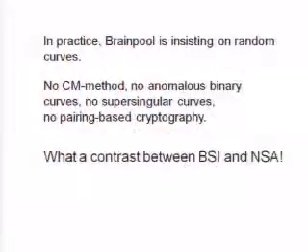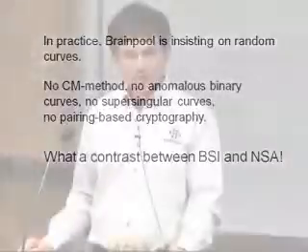Now, the fastest algorithm for the discrete log problem in that field has a running time of about 10 to the 400 trillion operations. But still, that's not safe enough, according to Brainpool. Well, in practice, what they're really doing is insisting on random curves. Do you think they know any better algorithms for curves with CM by small discriminant field? I don't think so, but I'm not privy to what they might know.